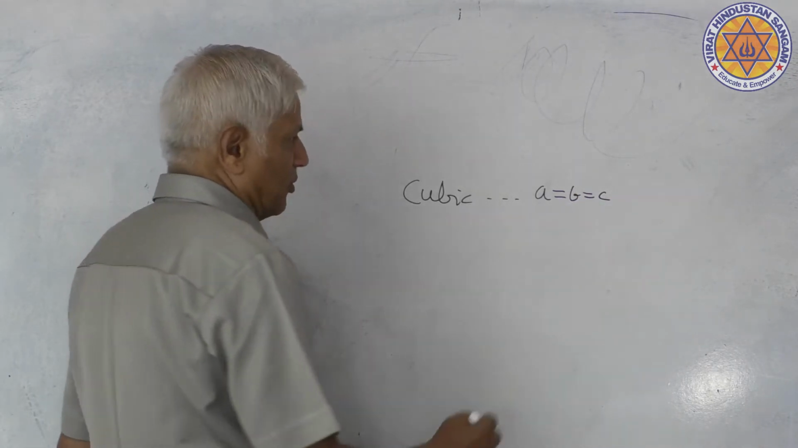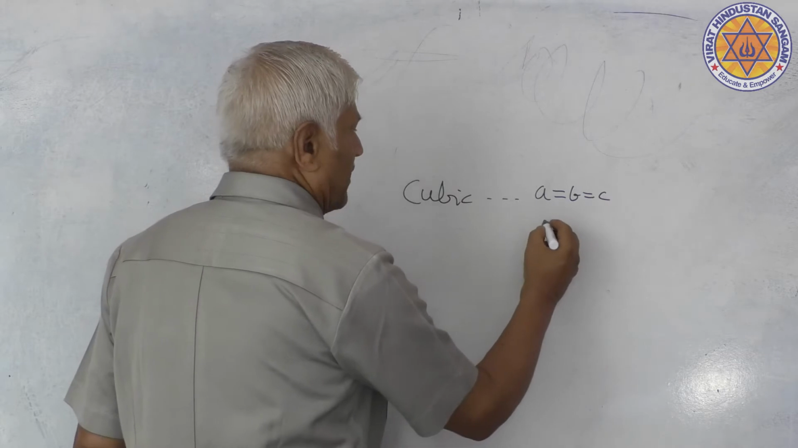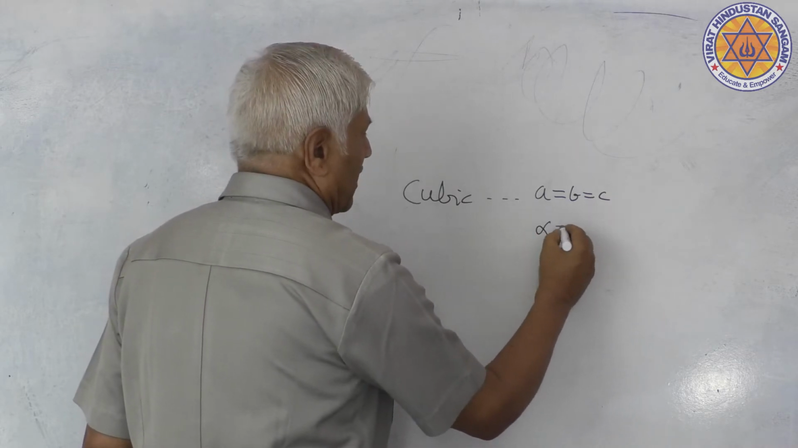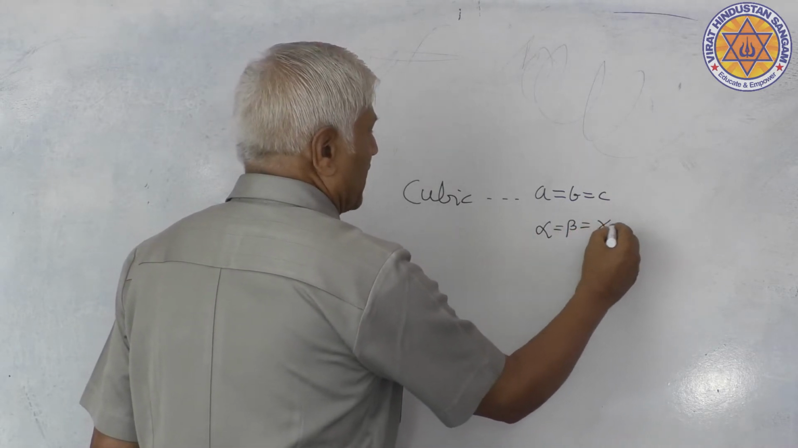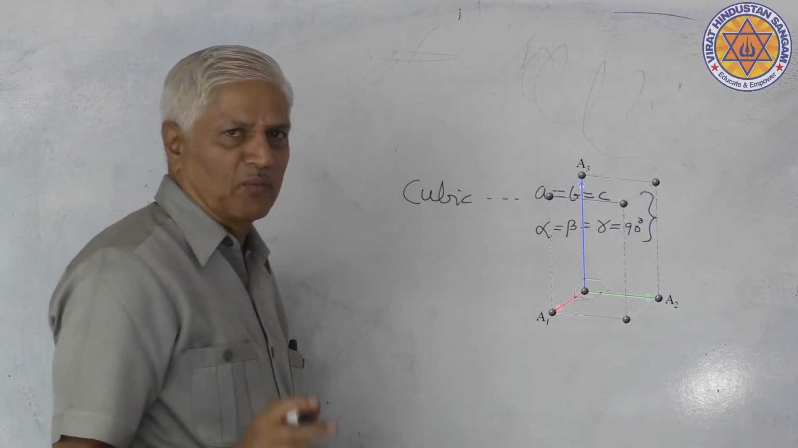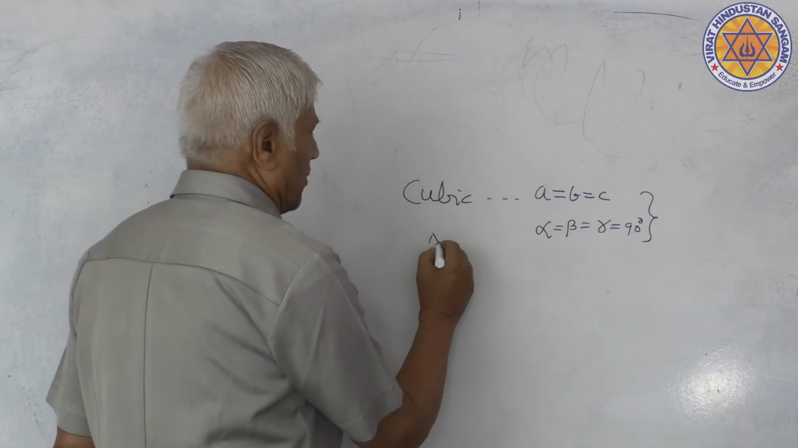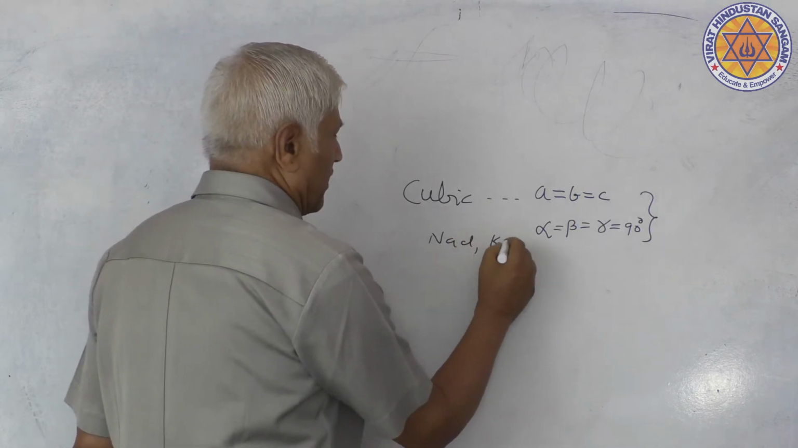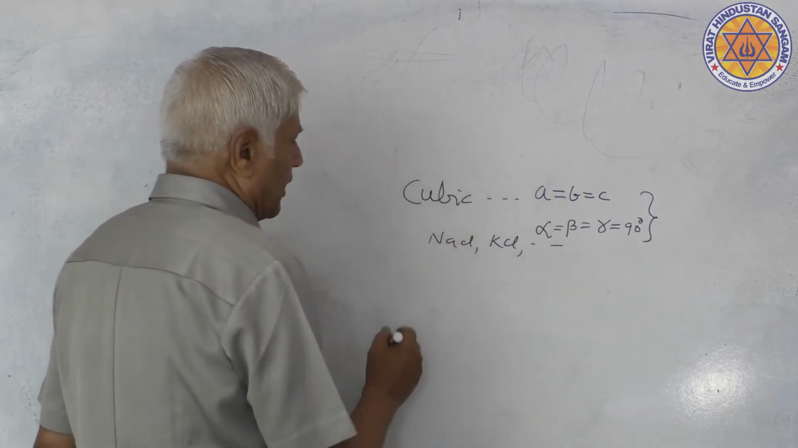Look here, cubic crystals are the most symmetric crystals because their length, breadth and height are the same. A equals B equals C. And then their crystal angles, each of them will be 90 degrees. Therefore, cubic crystals are the most symmetric crystals. Example, NaCl, KCl, etc.